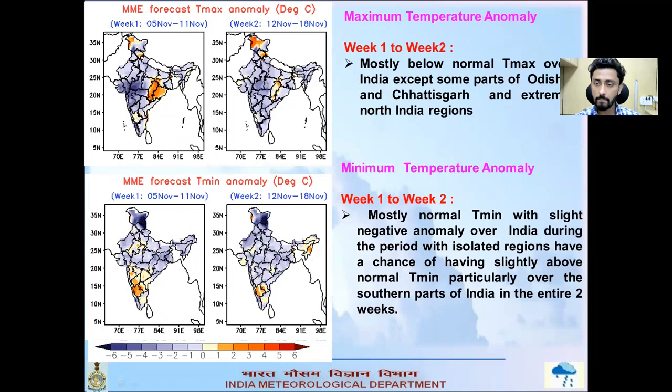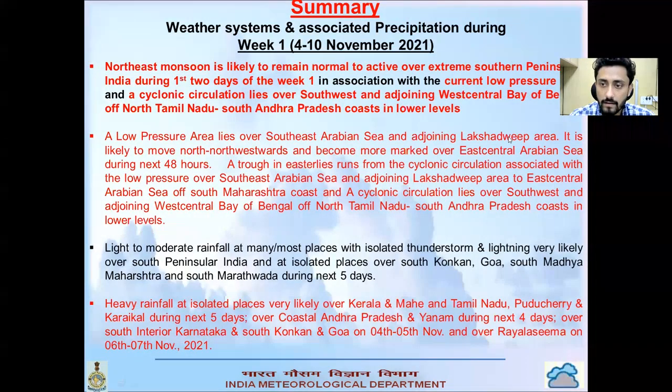Now, if you look at the mean temperature anomaly for week 1, most parts show a negative temperature anomaly, except South Interior Karnataka and a few places of Maharashtra, which show a positive temperature anomaly. And in week 2, similarly, a few places over J&K, northeastern India, Karnataka, and south interior Karnataka show a positive anomaly. I have already explained what the weather was for the last 7 days and what is going to happen for the next 15 days.